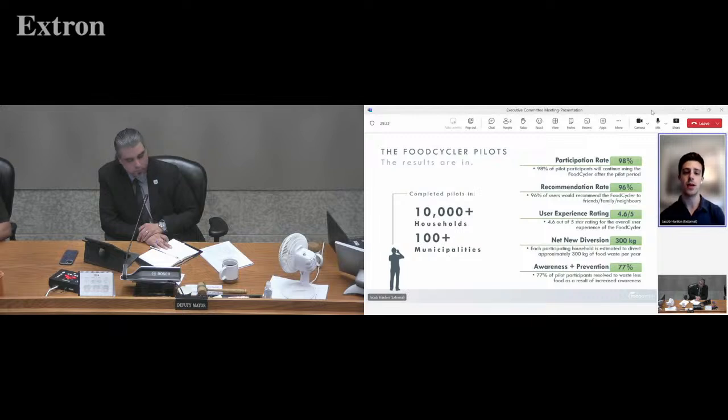The other stat I'll touch on is that net new diversion, second from the bottom. Residents are reporting, based on their cycles per week and how often they're using their machine, about 300 kilograms of food waste per year per household is being diverted from the landfill due to those residents using their food cyclers. It's a really significant amount here. It's the average we've seen across over 10,000 households, and along with that participation rate and these other statistics here, very encouraging to see.